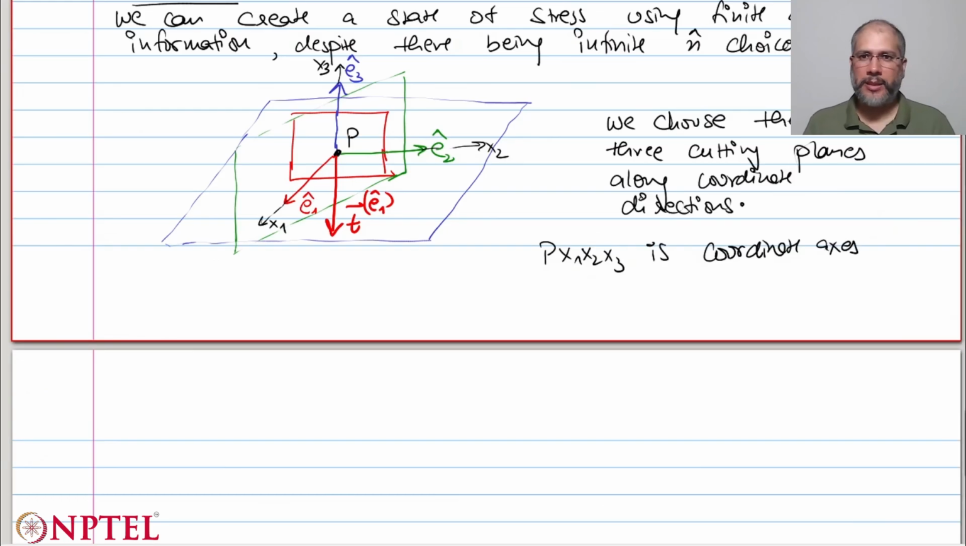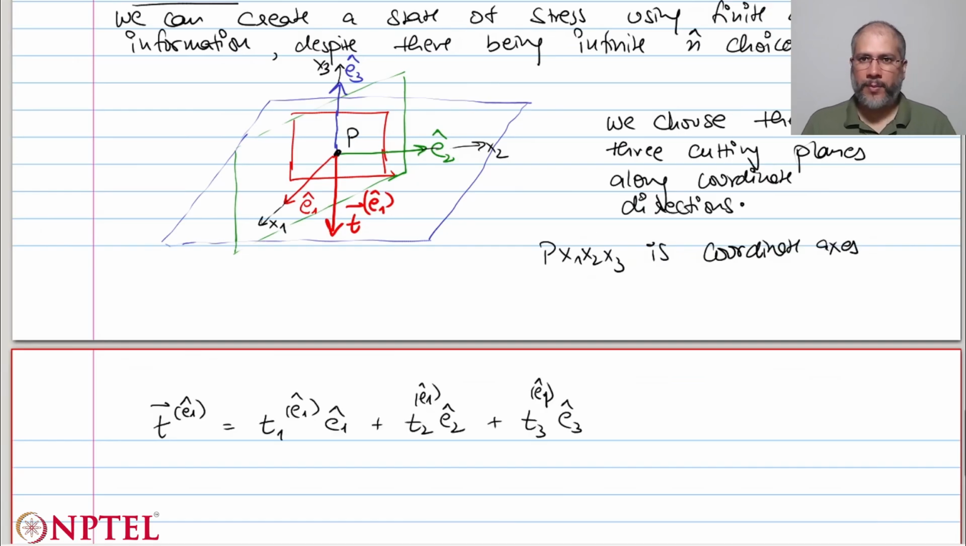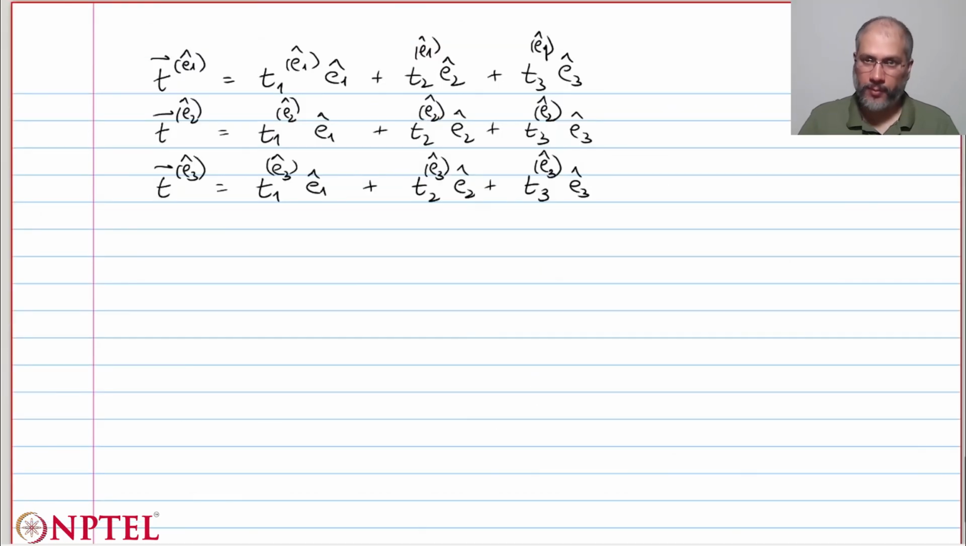So let's write these three traction vectors. So first we have T on E1 hat, which can be written using its three components like this. And then we can also write the traction vectors T on E2 plane and E3 planes like this. So you can see that we've written the three traction vectors on three mutually perpendicular cutting planes.